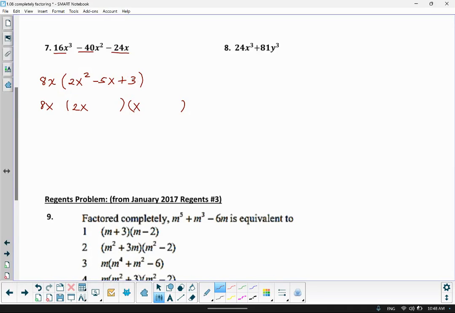For my last term, I notice it's positive 3, and I notice that my middle sign is negative. Therefore, the signs in the parentheses have to be the same, and since my middle term is negative, it means that I have to have a negative negative. Remember, a negative times a negative is a positive, and a negative plus a negative guarantees your negative. So what are the possibilities of 3? Either 1 and 3 or 3 and 1.